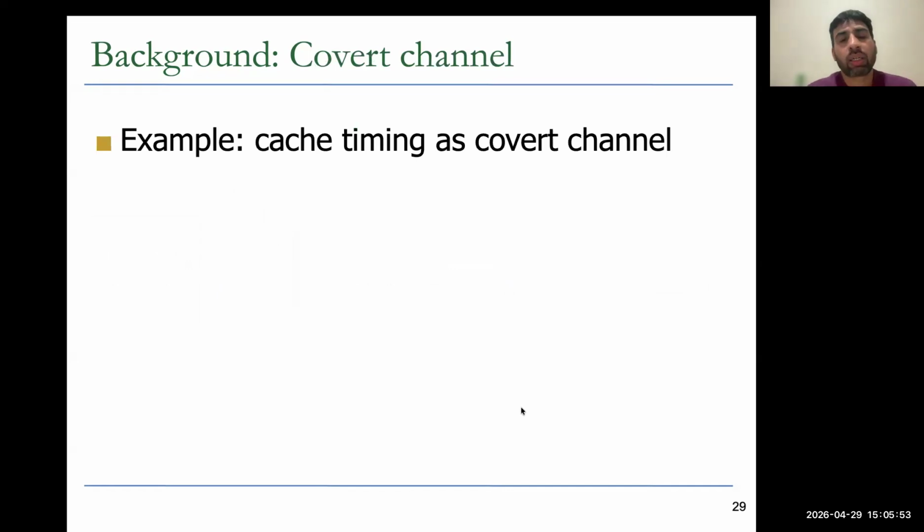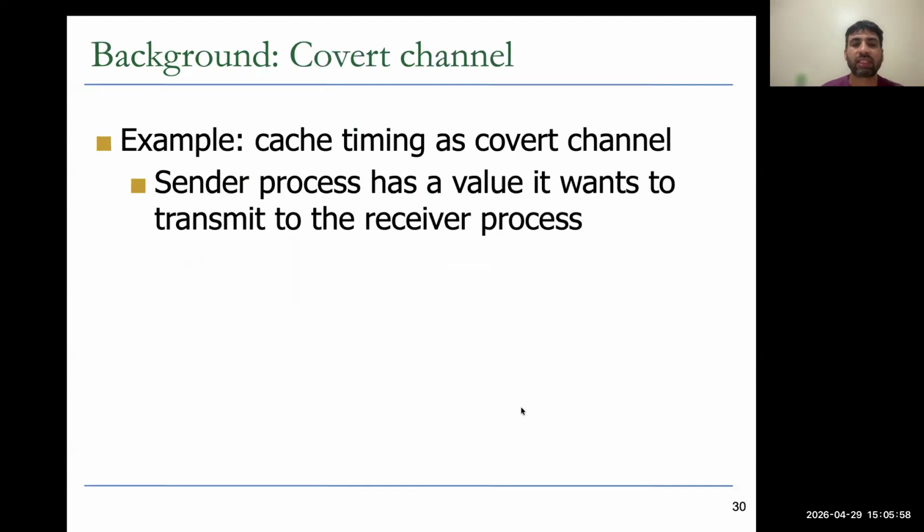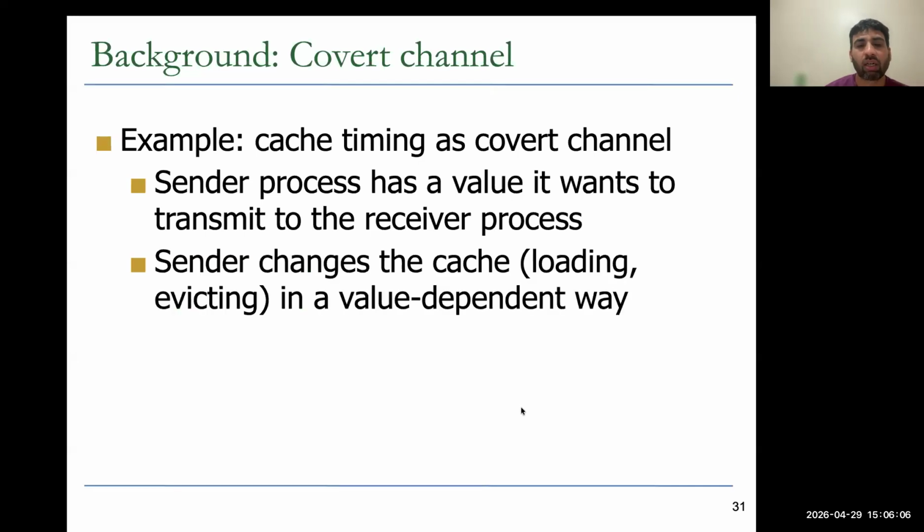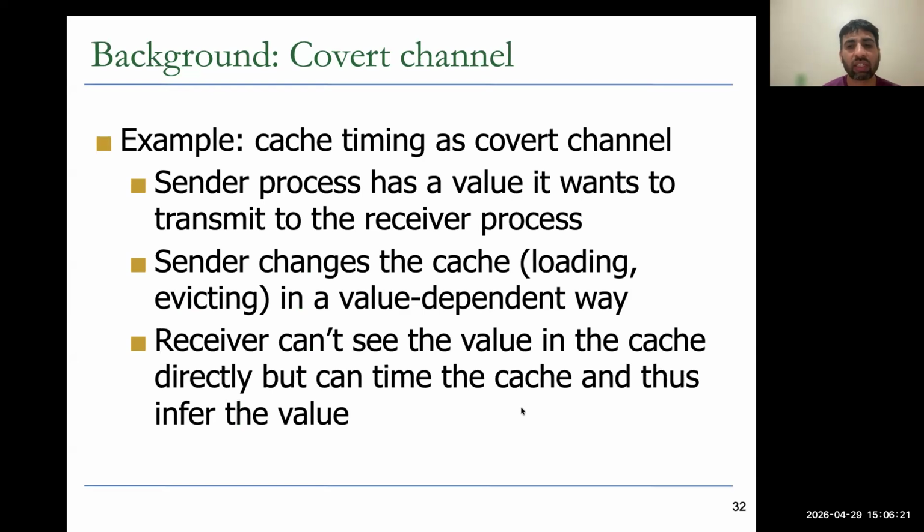So how can cache timing be used as a covert channel? Here we have an example of it. Let's say the sender process has a value which it wants to transmit to the receiver process, right? What will happen is that the sender will change the cache, for example, by loading its value, or maybe it evicts the data from the cache in a value-dependent way, right? The receiver cannot see the value directly in the cache, but what it can do is time its cache accesses.